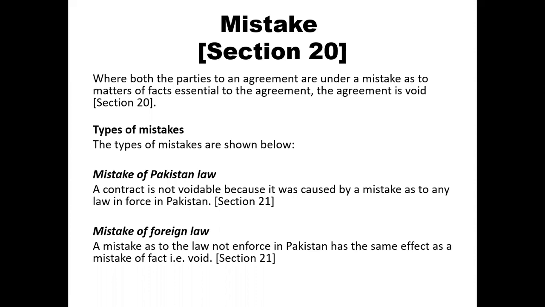Again, mistake of foreign law. A mistake as to a law not enforced in Pakistan has the same effect as a mistake of fact. That is void under Section 21. So if you're living in Pakistan and your friend is living in, let's suppose, Germany, and you have made a contract with him, and you have to perform in Germany, but in Germany such performance is prohibited, then again such a contract is void ab initio, null from the beginning. So that is a void contract.